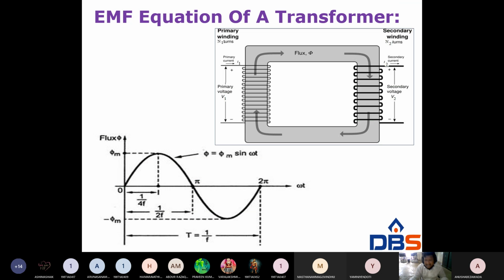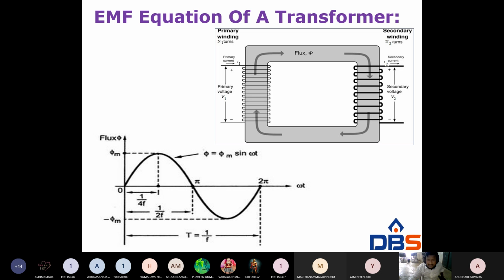Now go for another important question. First important question is: define transformer and explain the working principle of single phase transformer. And second question: explain core type and shell type transformers, otherwise the difference between core type and shell type transformer. And third question is very important: derive the EMF equation of a transformer, right?